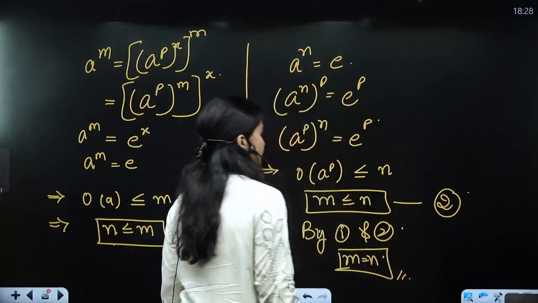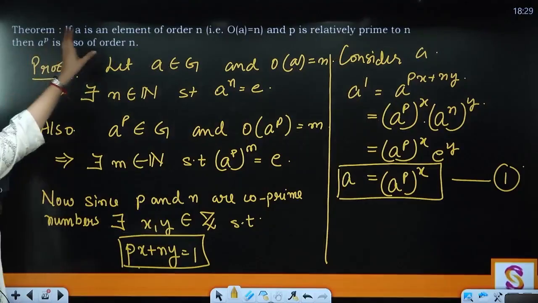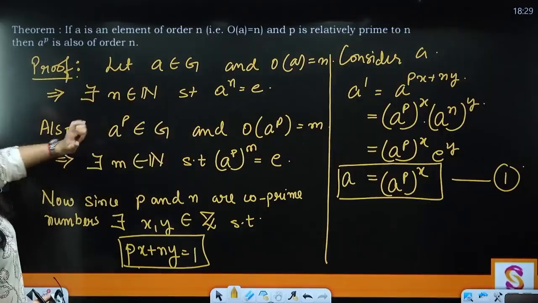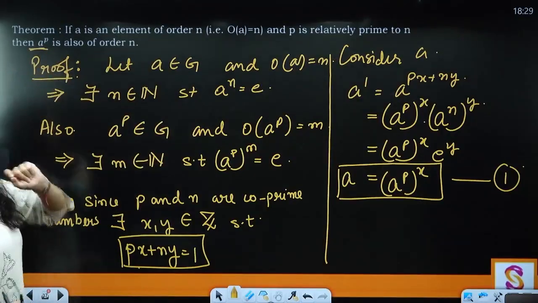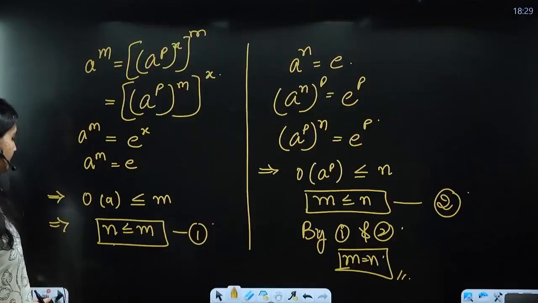So this proves that if a is an element of order n and p is relatively prime, that means it is co-prime to n, then a raised to the power p is also going to be of order n. That means they are going to be of the same order, that is m is equal to n.